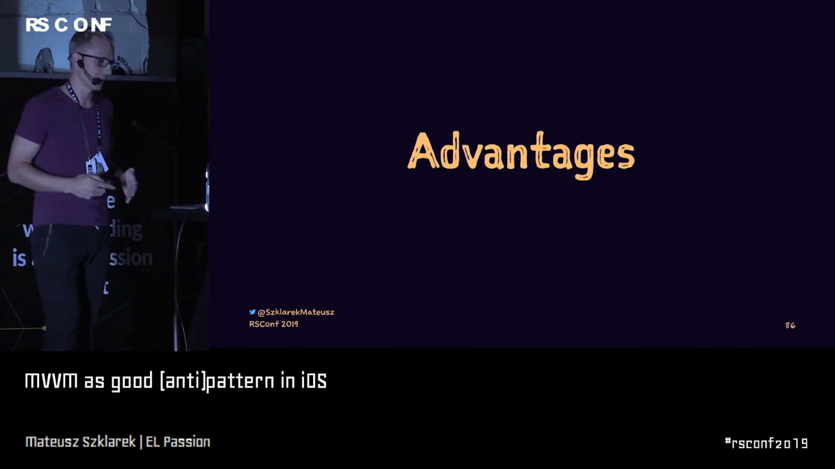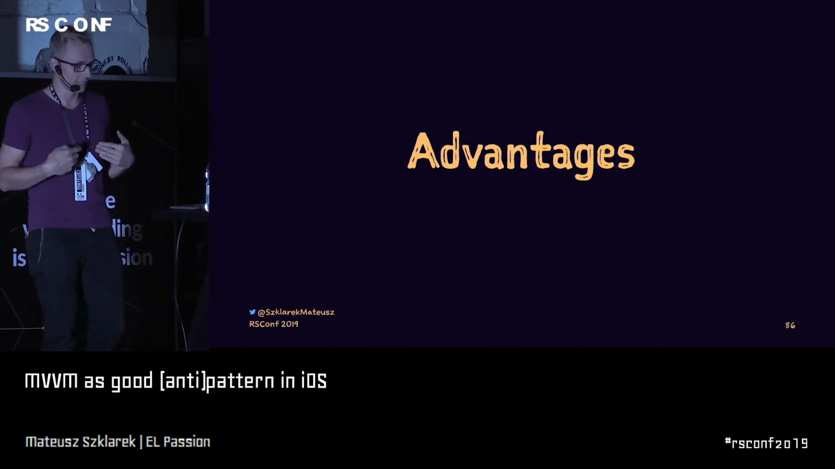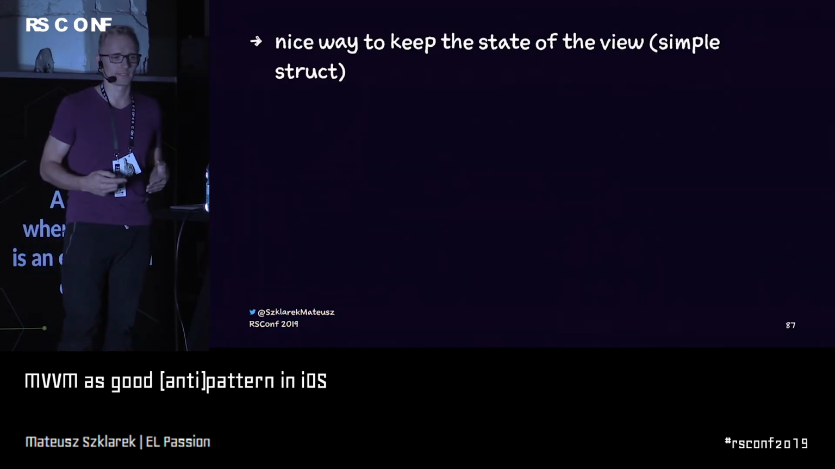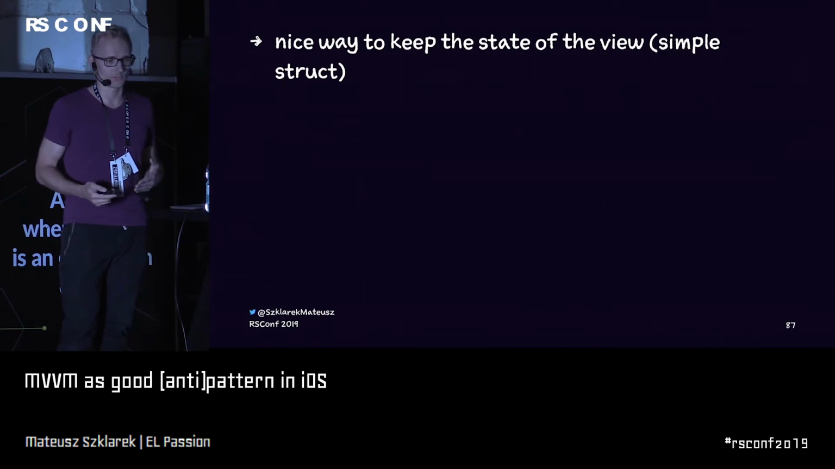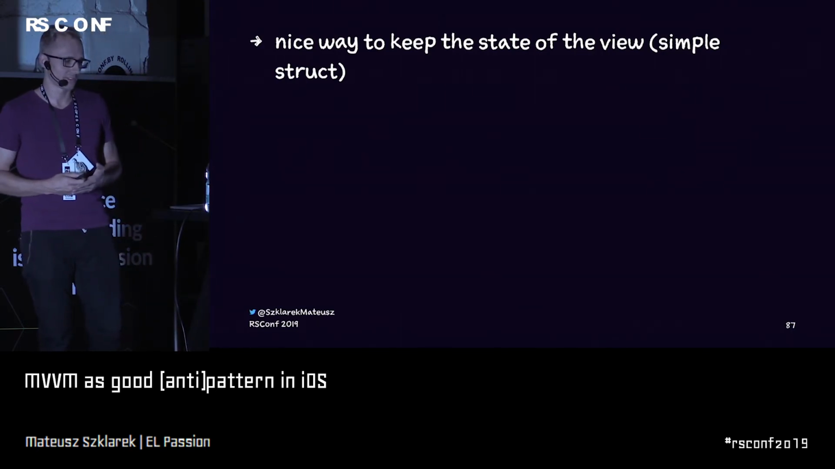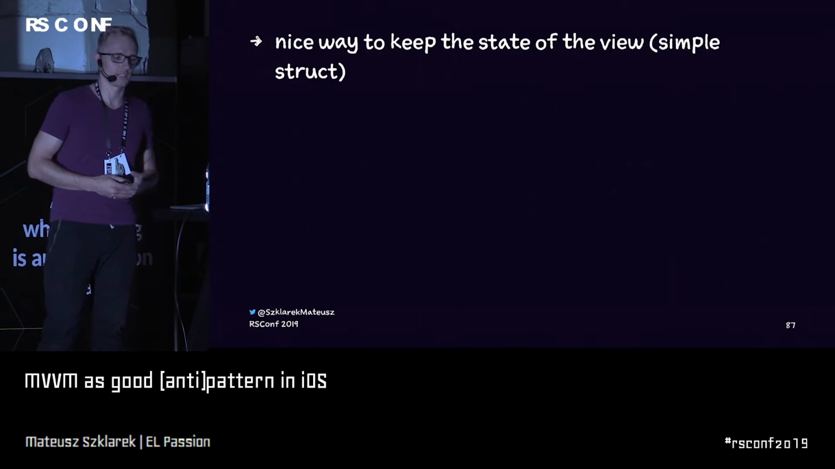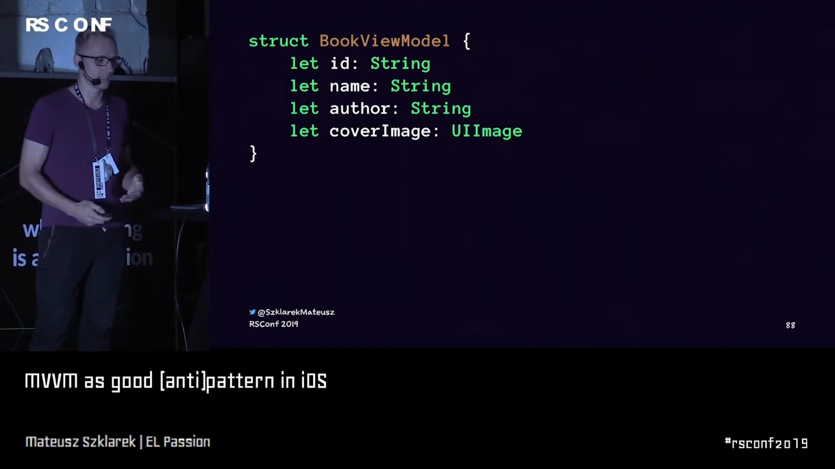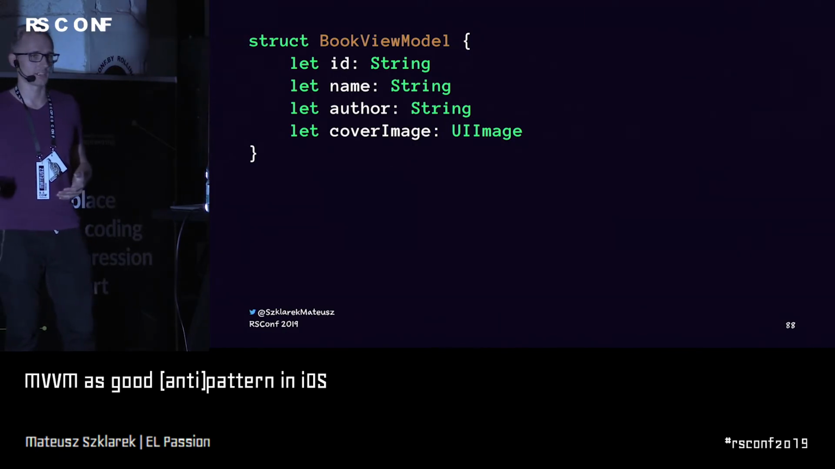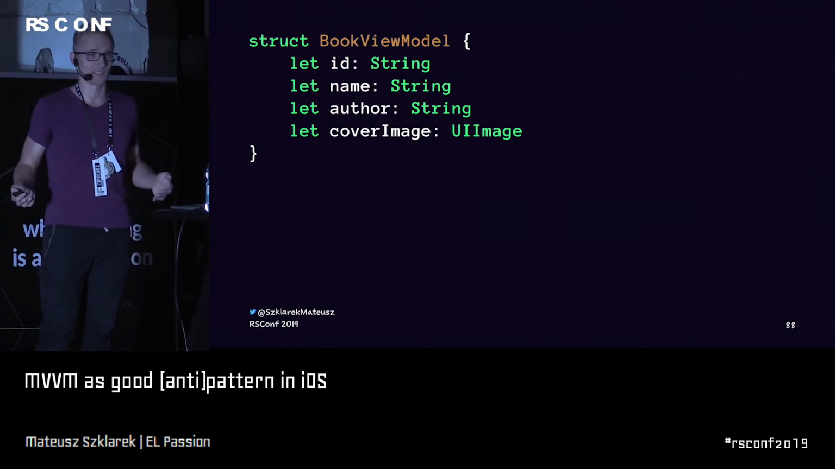The advantage of our MVVM architecture, for me, is a nice way to keep the state of UI in terms of a simple struct. This is the only pro, and I'm wondering if using a simple struct like this is still using MVVM architecture. It's hard to say for me.